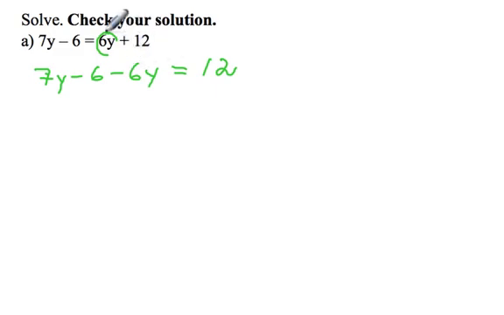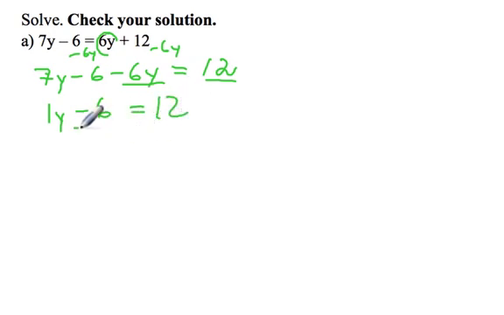So what I did here is subtract 6y on both sides, and here minus 6y you can see here, and minus 6y on the right side. When I subtract 6y from 6y it equals 0. That's why we have only 12 on the right side. Now 7y take away 6y is 1y, take away 6 equals 12.